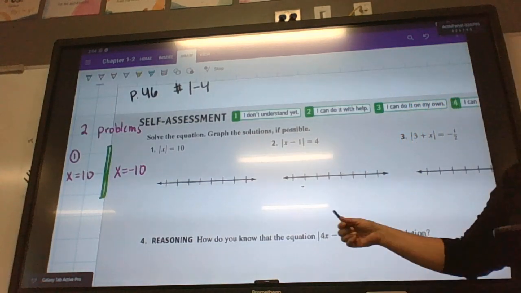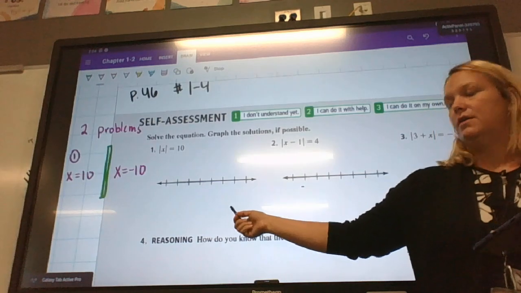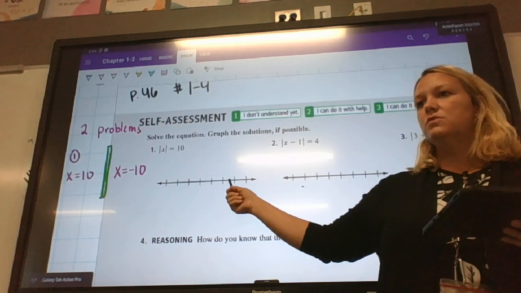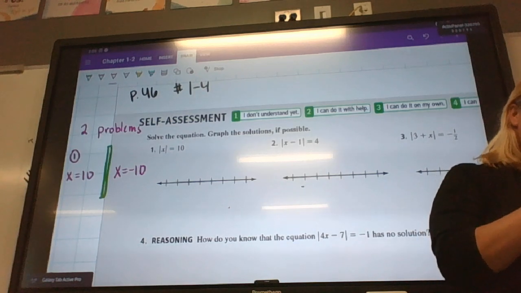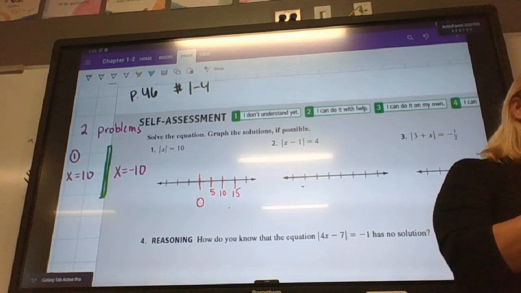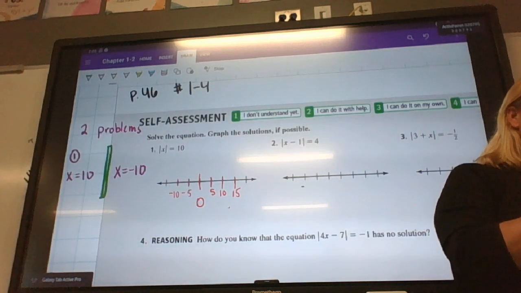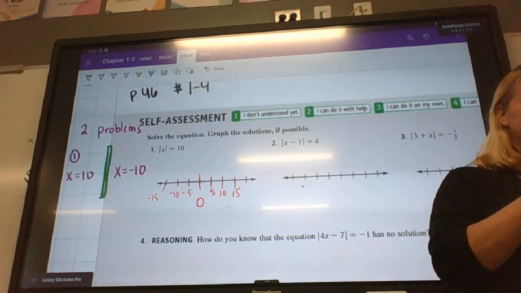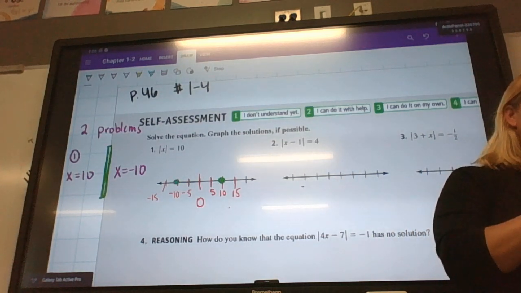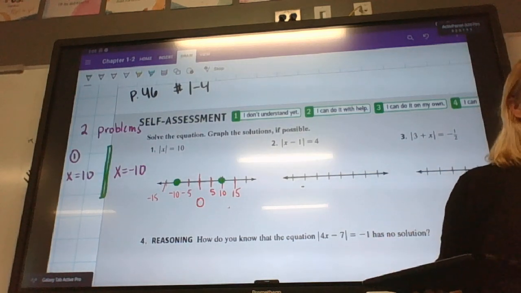Now to graph on these number lines is kind of annoying. They don't have numbers here, so you get to number them how you want. You can go by 1s or 2s or 5s. What about 10? You could go by 10. I'm going to go by 5. I'm going to go 5, 10, 15, negative 5, negative 10, negative 15. I'm just going to put a dot at 10 and a dot at negative 10. That's it.